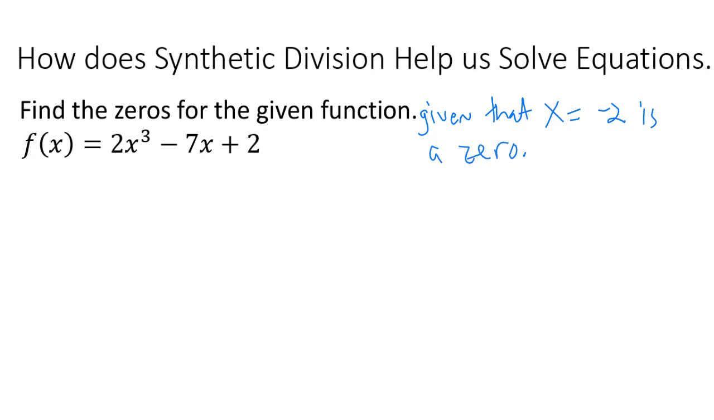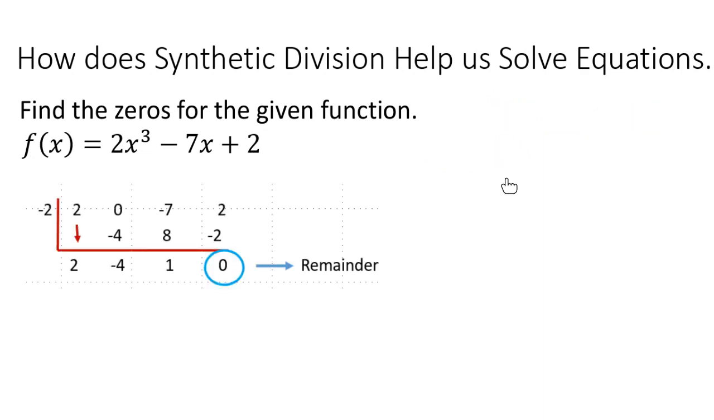Okay, so you're going to see problems that say this. Since they tell you that x equals negative 2 is a 0, then you can apply synthetic division. And so we take that x equals negative 2, and that's going to be our k. Then we take our coefficients 2. There's no x squared, so 0, negative 7, and then 2. Bring down the 2, so we get negative 2 times 2 is negative 4. Plus 0 gives me negative 4 times 2 is negative 8. Plus negative 7 is 1, and then we end up with a remainder 0.